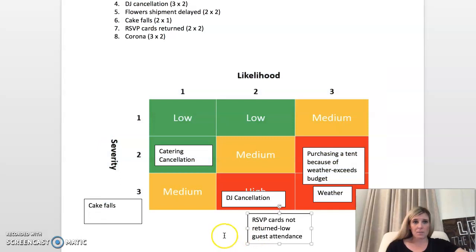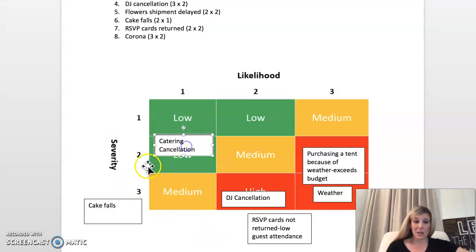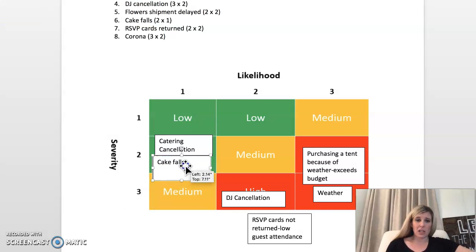All right, so you can see a few more of these. The cake falling, again, the severity of it would be a pretty big damper on the critical success factors, the quality of the event, but the likelihood that it would happen, again, it's fairly low, so it would fall in the low category.